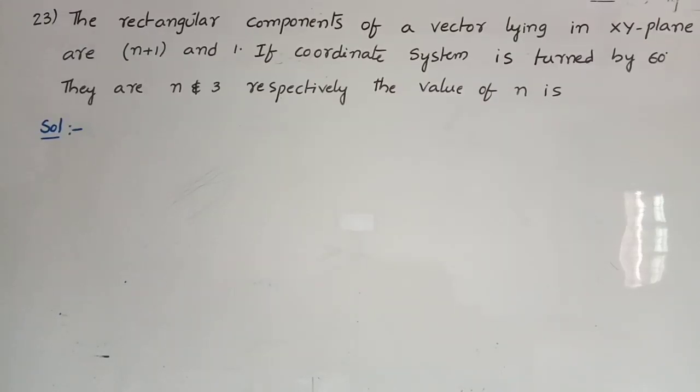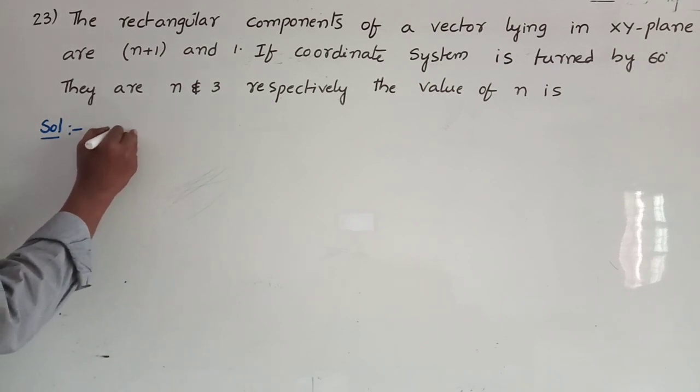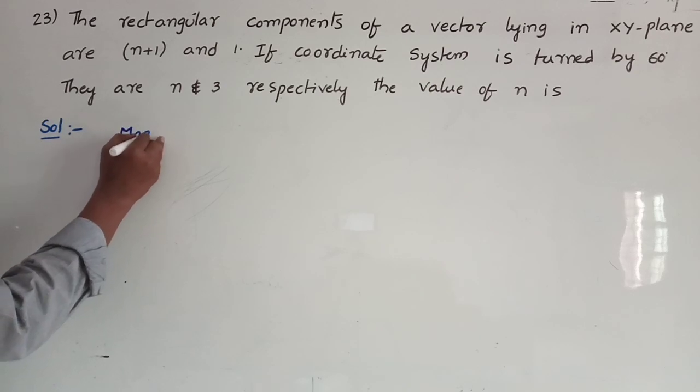Problem number 23. The rectangular components of a vector lying in the xy plane are n plus 1 and 1. If the coordinate system is turned by 60 degrees, they are n and 3 respectively. The value of n? The coordinate system is turned but the magnitude of the vector does not change, yes.